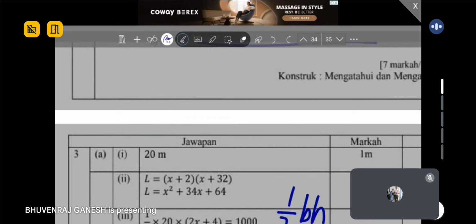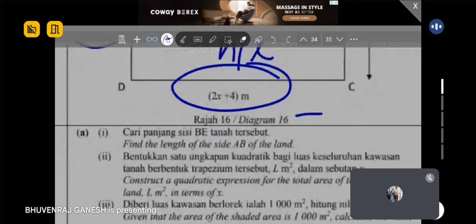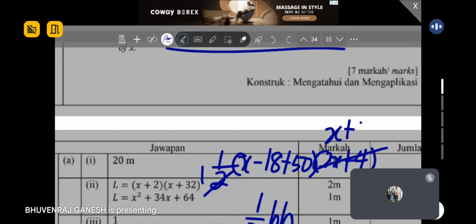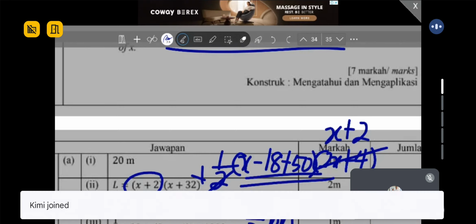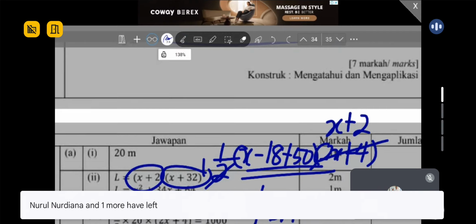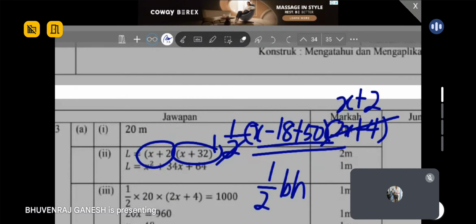Oh, this one they simplify the formula, guys. Okay, originally half times A plus B times H, right? Okay, so you have X minus 18 plus 50. Am I right? So X minus 18 plus 50. And then you have 2X plus 4. Adalah tinggi kamu. So yang ni, mereka dah potong. Okay? So you get X plus 2 over here. That's why X plus 2 kat sini. Dan yang ni adalah X tambah 32. Mereka dah ringkaskan dah. They already simplify. Boleh faham? Can you understand now?